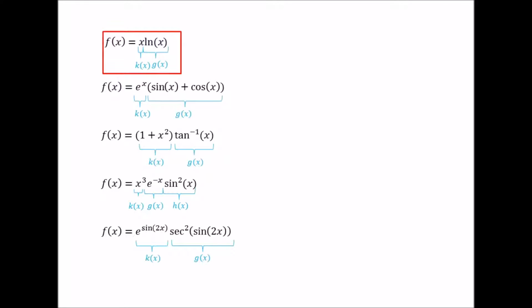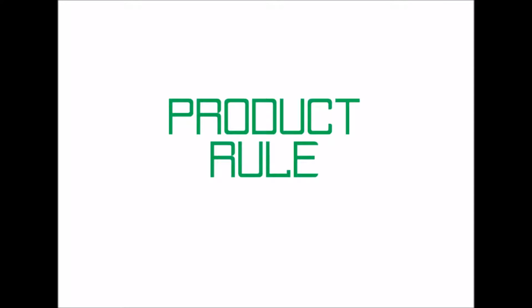Well, there's nothing you really can do based on your current understanding, so you have to come up with a new rule. But before you can come up with that rule, you have to realize that all these functions have one thing in common, that they are the product of two or more separate functions. Take, for example, our first function, which is a product of two separate functions, x and natural log x, or our fourth function, which is a product of three separate functions, x cubed, e to the negative x, and sine squared. And similarly, the rest of the functions are such products. And the rule we devise to tackle the derivatives of these is called the product rule. And in this video, which will be part 1, we'll focus on just deriving that rule.